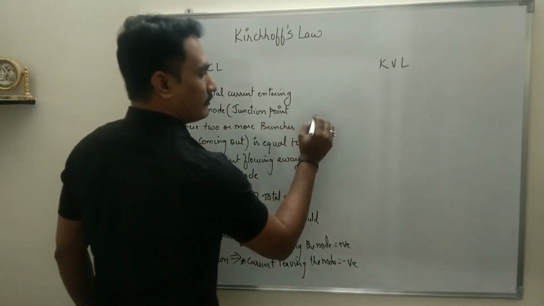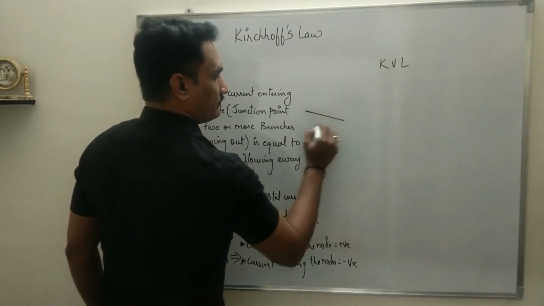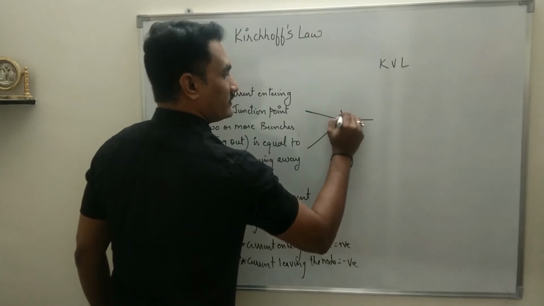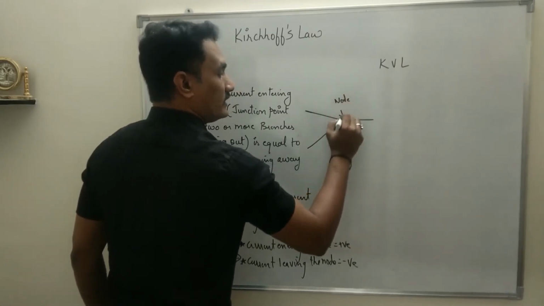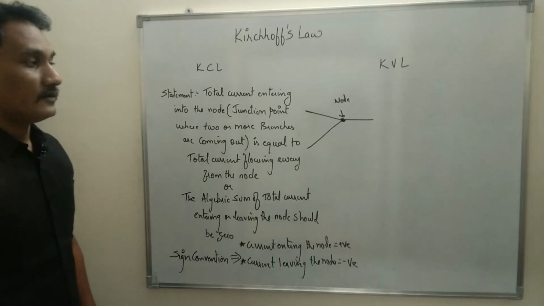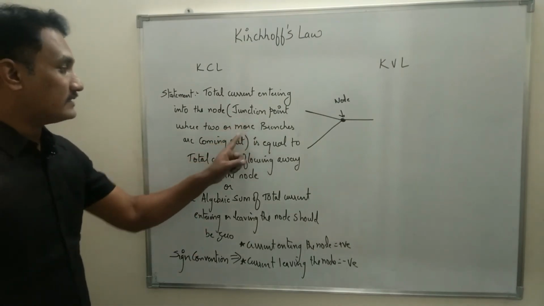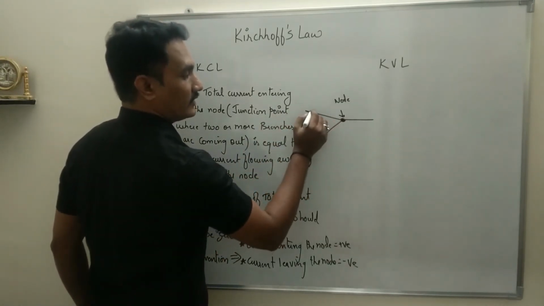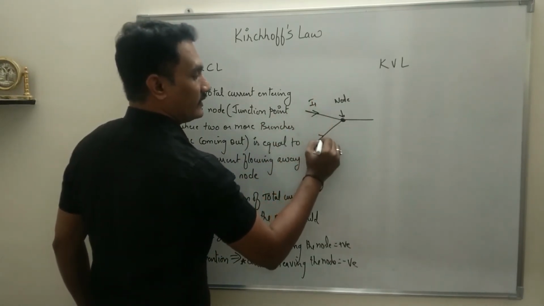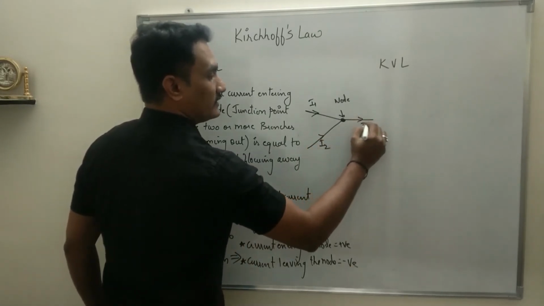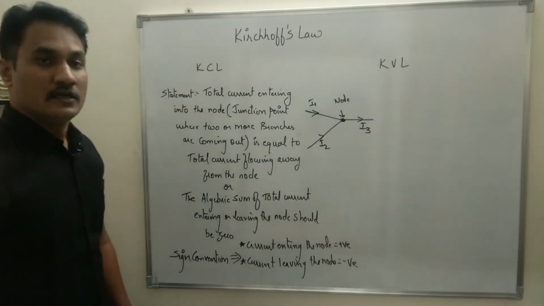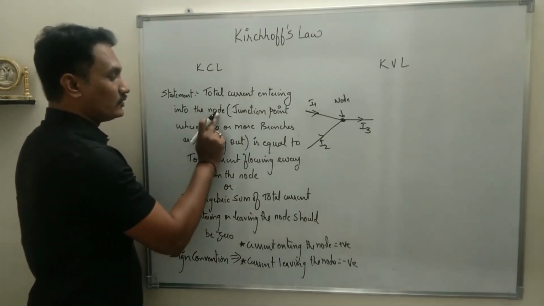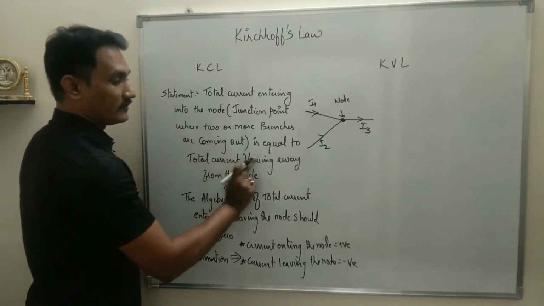So let us take an example. This is the point which is called a node. A node in an electronic circuit is a point where two or more branches come out. Let this be current I1, let this be current I2, let this be current I3. From the first statement, total current entering the node is equal to total current flowing away from the node.